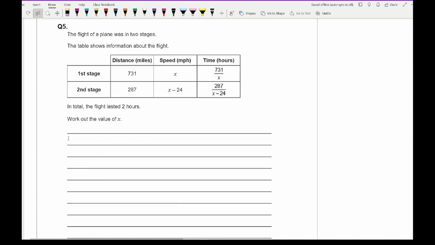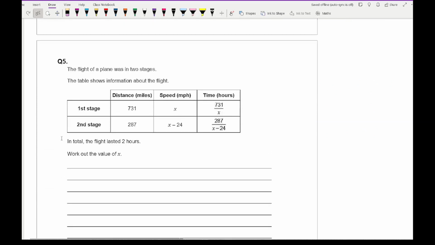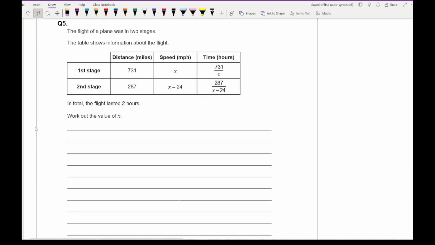Then moving on to question 5, it says that a flight of a plane was in 2 stages. The table shows information about the flight. In total, the flight lasted 2 hours. Work out the value of x.